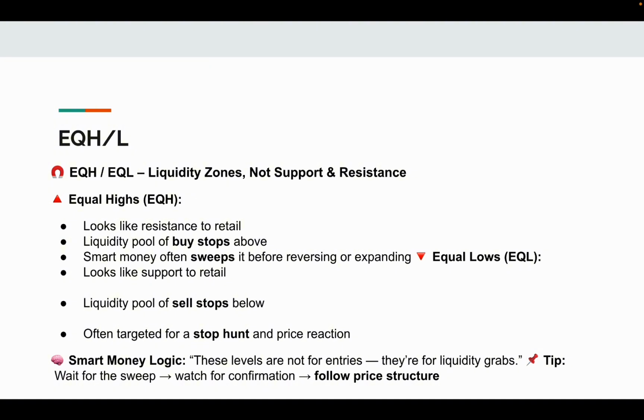And the smart money logic is that these levels are not for entries, they are liquidity grabs. Wait for the sweep, watch for confirmation, and follow price structure.